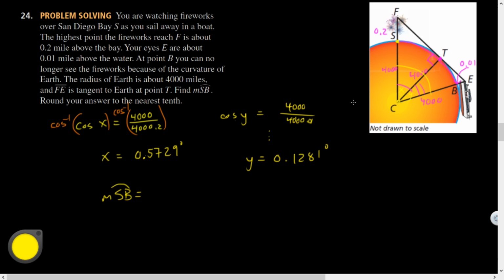So I'm going to add 0.1281 with 0.5729, and I get 0.701 degrees. They want it to the nearest tenth, 0.7 degrees. So that's the measure of the arc.